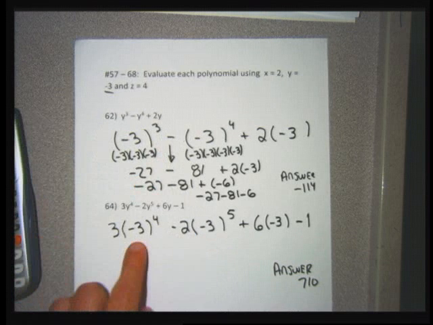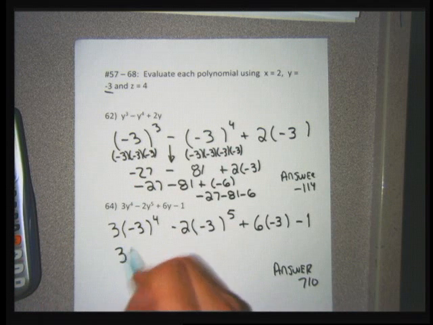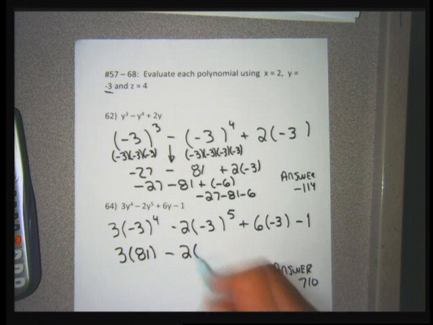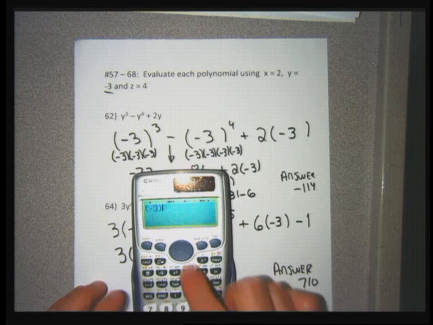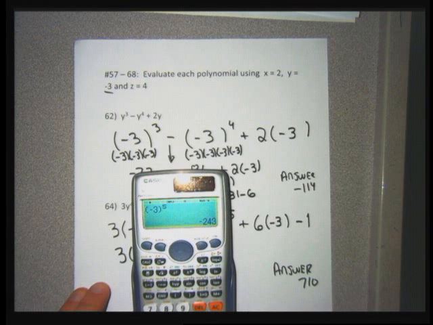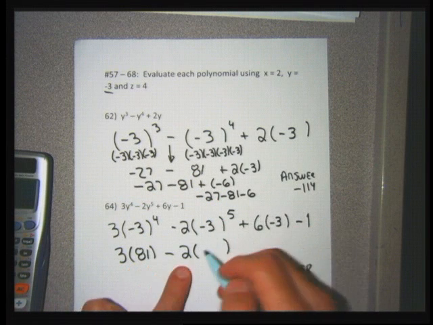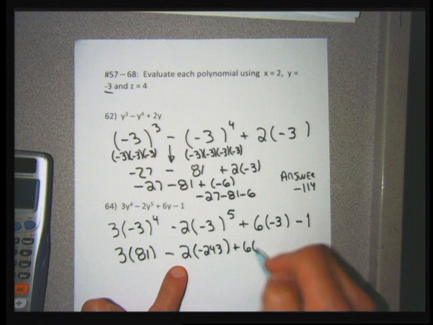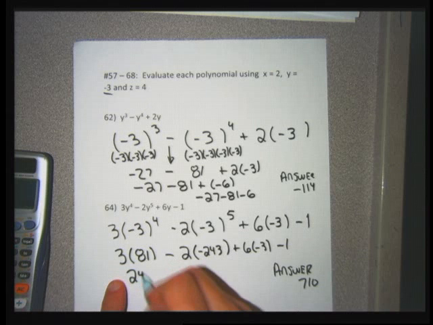By hand, first I do negative 3 to the fourth, which I just figured out was positive 81. So this would be 3 times 81 minus 2, and then I do negative 3 to the fifth, which is negative 243. So I'd get 3 times 81, and then minus 2 times minus 243, plus 6 times minus 3 minus 1. Now I'll do the multiplication. 3 times 81 is 243.